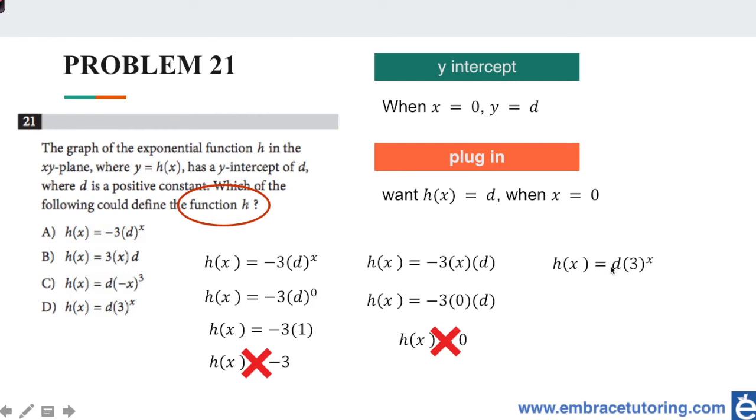This says h of x equals d times 3 to the power of x. Well, if I plug in 0 here for my x, this becomes 3 to the power of 0, which becomes 1. So this becomes h of x equals d times 1, which, yes, does work. Making the answer to number 21, h of x equals d, and d being the best answer to this question.